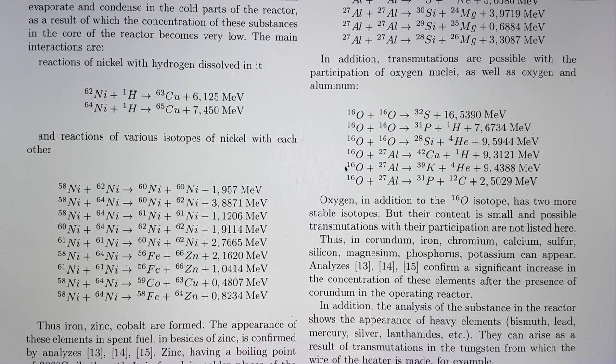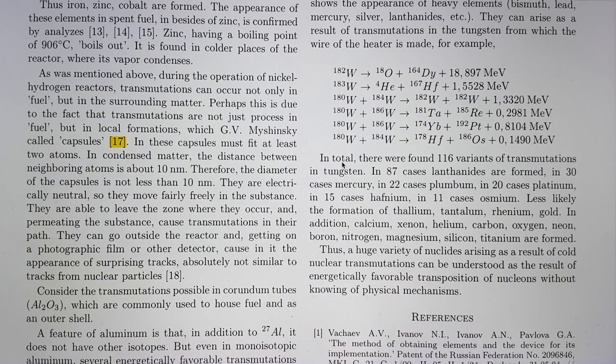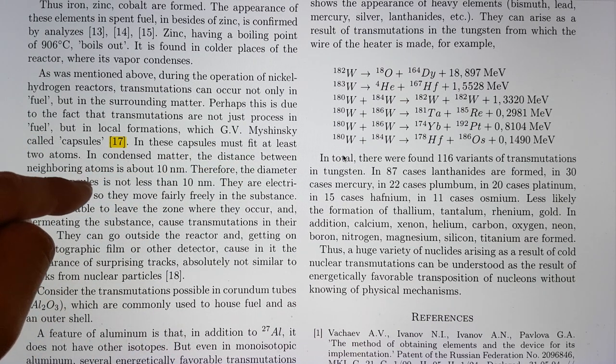And one paper that he looked at, which I picked up on further reading of this, was a paper by a guy called G.V. Myshinsky. And I'll just read you this paragraph because I think it's quite important. As was mentioned above, during the operation of nickel hydrogen reactors, transmutations can occur not only in the fuel, but in the surrounding matter. Perhaps this is due to the fact that transmutations are not just a process in the fuel, but in local formations, which G.V. Myshinsky called capsules, and the reference here I'm highlighting.